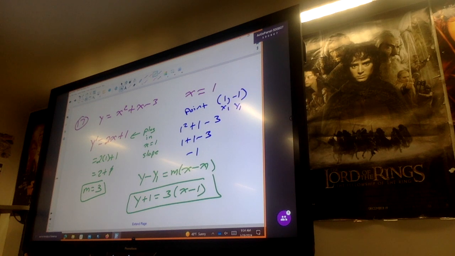So again, tangent means it'll kiss it once. So you can either find the derivative and find the slope first, or you can plug the original x value in and you can find the point that you need to figure out. Can I move on? Number 18.